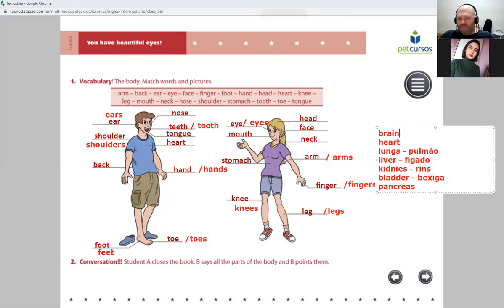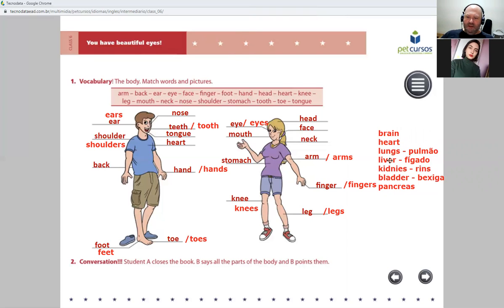Brain. Brain. Ah, yeah. I forgot. Por isso que eles falam, vamos fazer um brainstorm. Né? Brainstorm é quando todo mundo dá ideia pra alguma coisa e tal. Então é uma tempestade de cérebro. Brainstorm. Yeah, your brains. My brain. Ok. Very good.